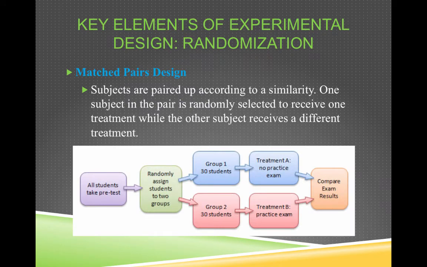All right, we could also have something called a matched pairs design. This is where subjects are paired up according to a similarity. One subject in the pair is randomly selected to receive one treatment while the other subject receives a different treatment. All right, so for example, all you guys take a pretest. Then I'm going to randomly assign students to one of two groups. Group 1, 30 students, does not get a practice exam, whereas group 2, the same number of students, does get the practice exam. And then we're going to compare the exam results.